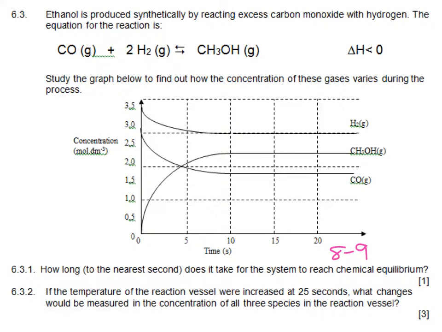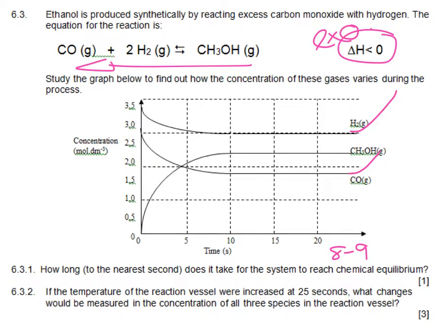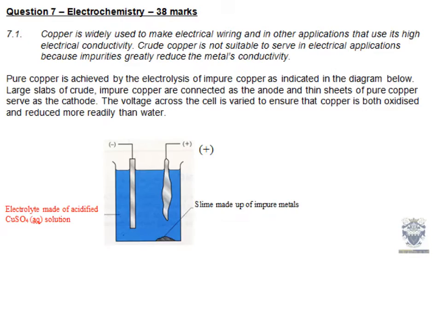And then if the temperature of the reaction vessel was increased at 25 seconds, what changes would be measured in the concentration of all three species? And what is going to happen is if I increase the temperature, I am going to favor reverse, because this is an exothermic reaction, so an increase in temperature would favor the reverse. So I would see an increase in the concentration of CO, an increase in the concentration of H2, and a decrease in the concentration of CH3OH.